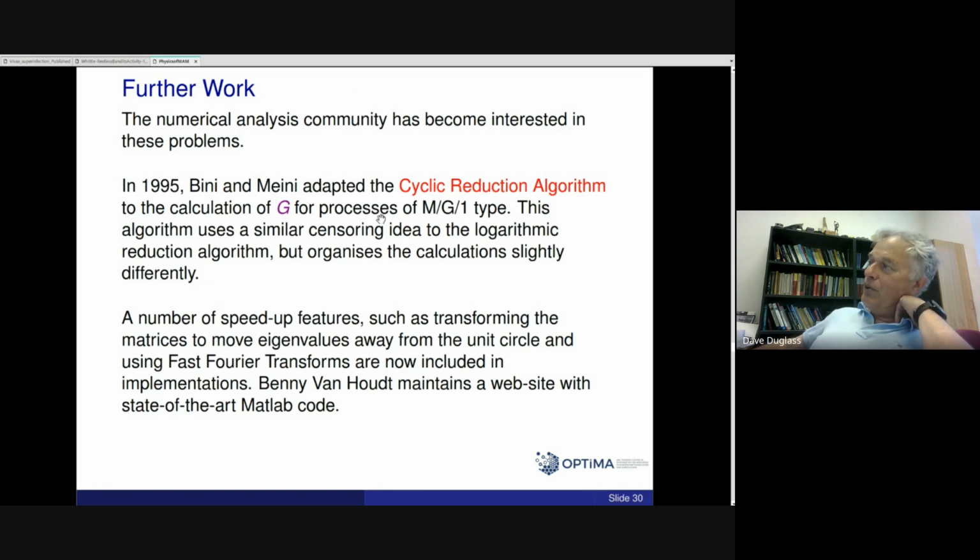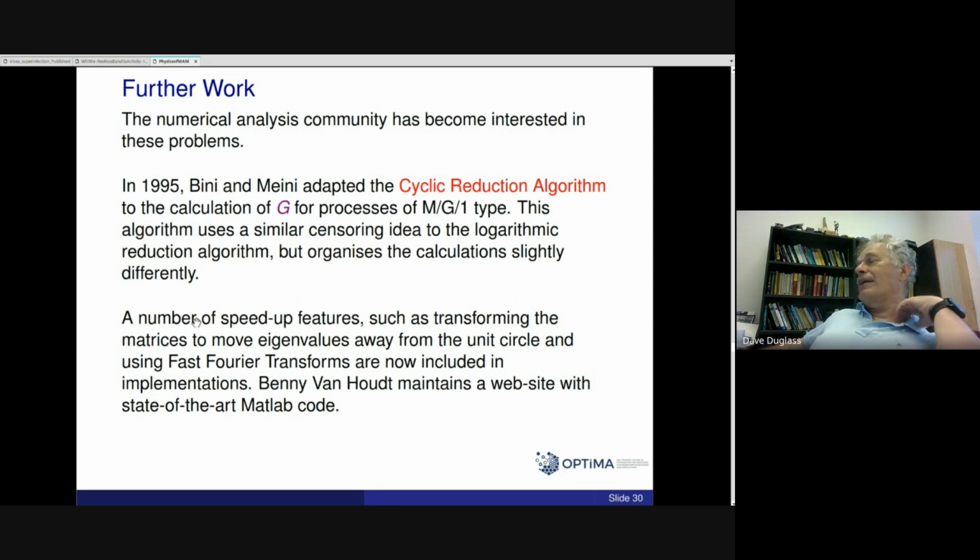And there's a thing there called the cyclic reduction algorithm, and they adapted this technique to the calculation of G. It uses a similar censoring idea to the logarithmic reduction algorithm, by essentially looking at the original chain when it hits levels that are powers of 2 apart. But it organizes the calculations in a slightly different way. Essentially, a different version of the logarithmic reduction algorithm.